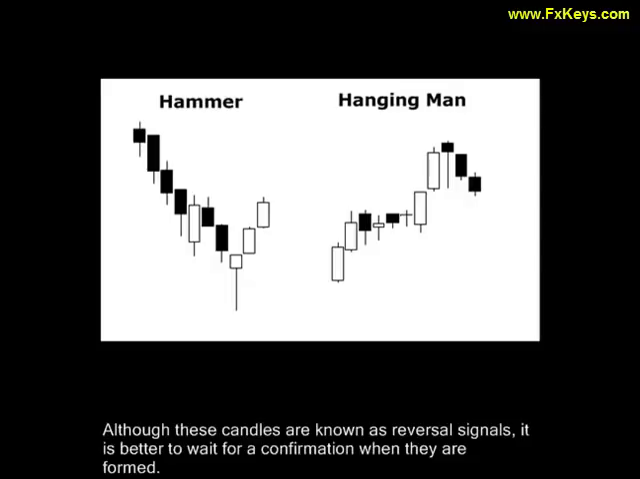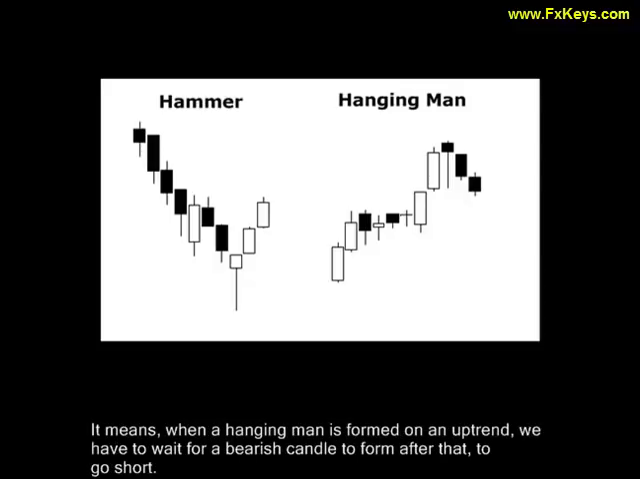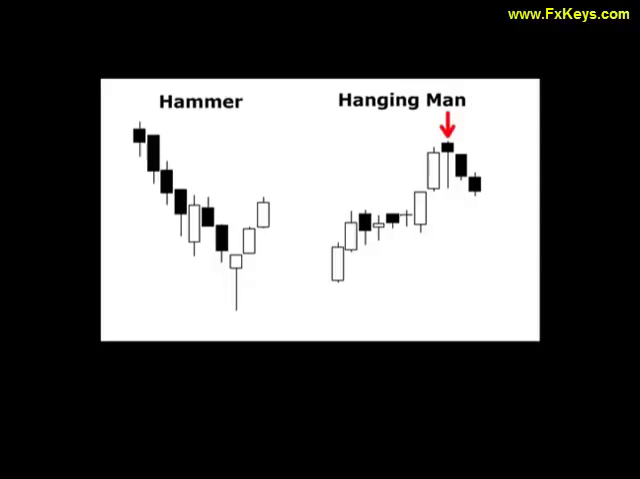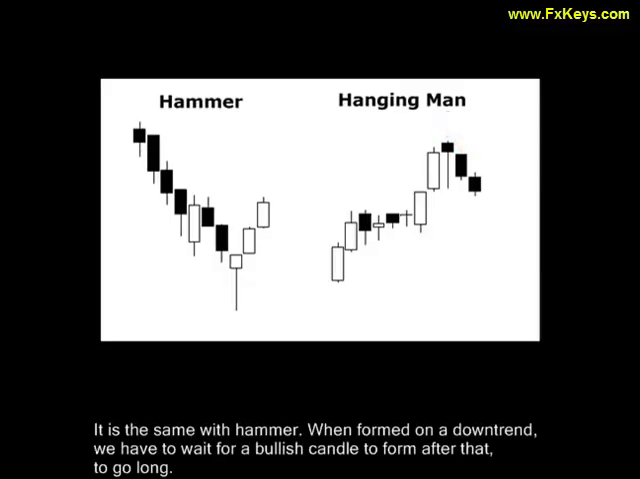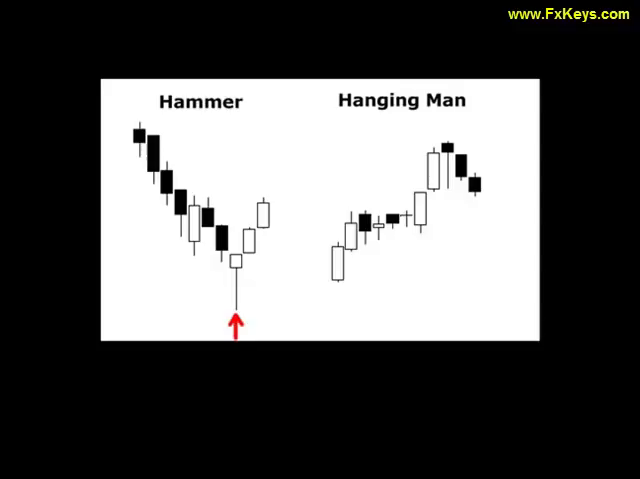Although these candles are known as reversal signals, it is better to wait for a confirmation when they are formed. It means, when a hanging man is formed on an uptrend, we have to wait for a bearish candle to form after that, to go short. It is the same with hammer. When formed on a downtrend, we have to wait for a bullish candle to form, to go long.